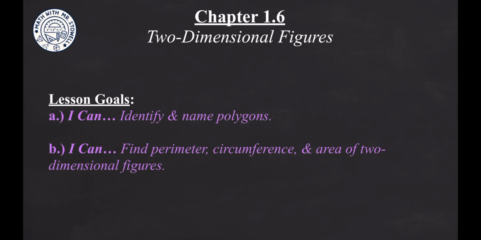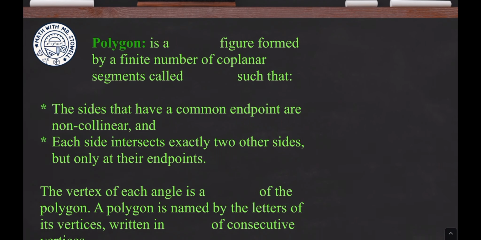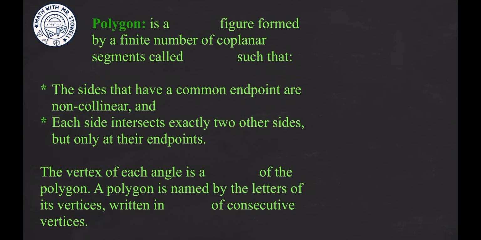In this chapter, we want to be able to say that I can identify and name polygons, and also I can find perimeters, circumference, and area of two-dimensional figures. So we're taking the whole idea of lines, line segments, angles, and we're starting to mesh them together to get polygons. So let's get a working definition for what a polygon is.